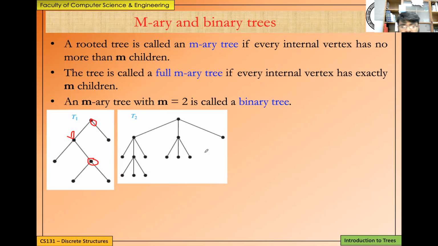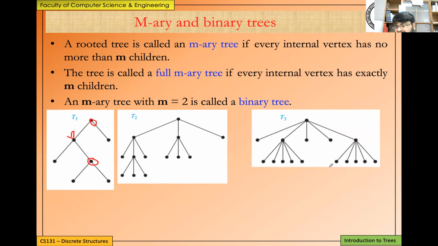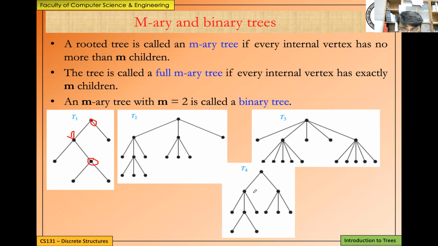This one is not a binary tree because it contains 3 children, but it is a full 3-ary tree, because the value of m here is 3. Every internal node has 3 children, or no children if it's a leaf. And this one is a full 5-ary tree, because every internal node has 5 children except for the leaves, which of course have no children at all. And this one here is a binary tree, again because each internal vertex has 2 or fewer children.